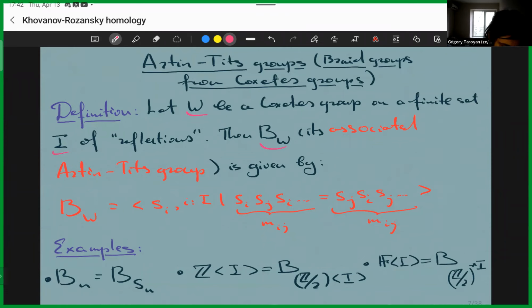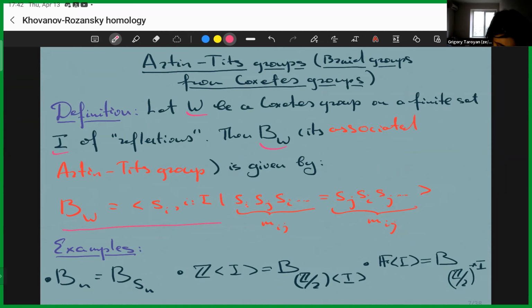Then DW, or its associated Artin group, or its associated generalized braid group, whatever you want to call it, is the group with the following presentation. So once again, the generators correspond to the generating reflections of the Coxeter group, and we have a relation like this.